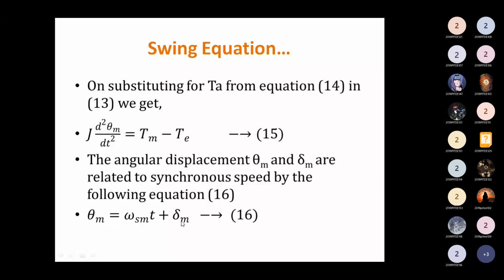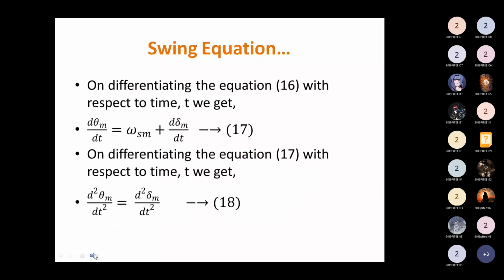Next step, I have to differentiate with respect to t once. So d theta m by dt is equal to omega sm plus d del m by dt, equation number 17. In the next step, I have to differentiate one more time. So if I differentiate one more time, 17 is modified as d square theta m by dt square equals d square del m by dt square, equation number 18.